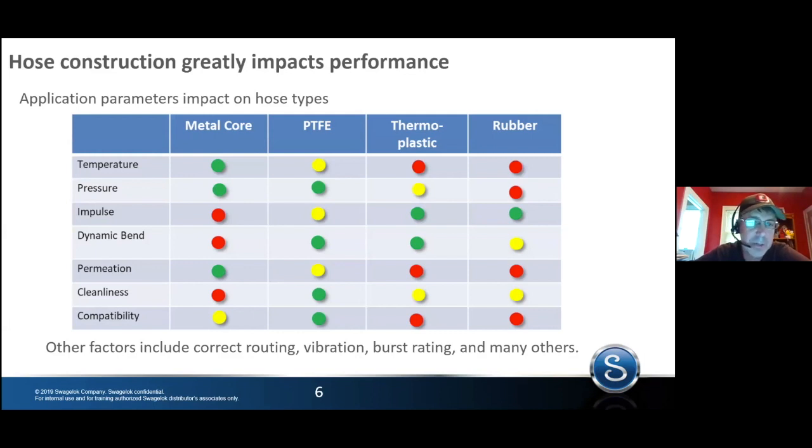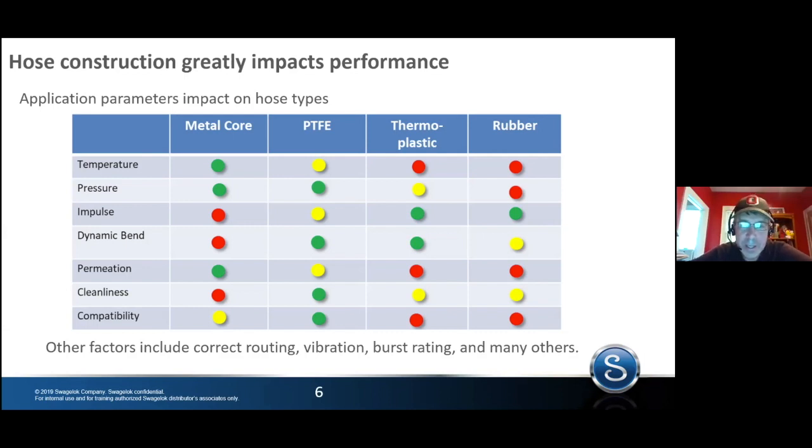So what we're saying here is metal core, for example, is very good in temperature. Thermoplastic, for example, is not. It is a low temperature material. It will fail very quickly at higher temperatures. So if we take a high quality thermoplastic hose and put it in a high temperature application, it will not perform well. At the same time, if we take a high quality metal core hose and put it in a pressure impulse application, where pressures are spiking very quickly, it will fail very quickly, even though it's a very high quality hose. If you think about metal, like a paper clip, if you bend a paper clip back and forth, it will fail relatively quickly. That's what happens with the metal core hose.